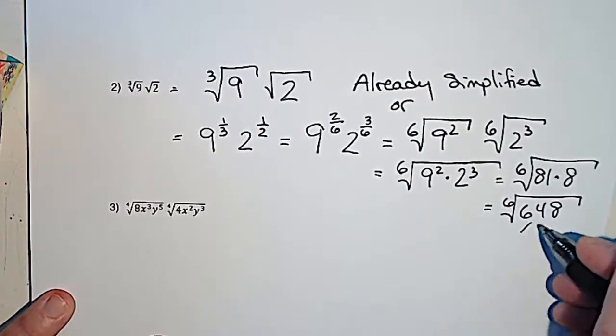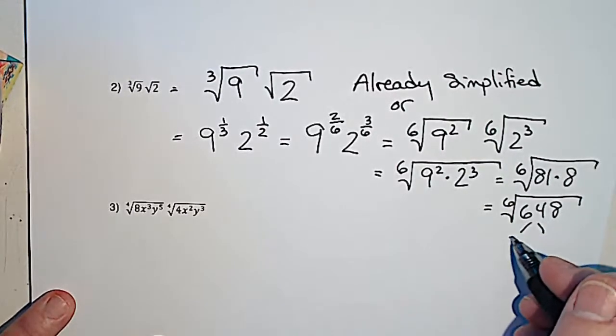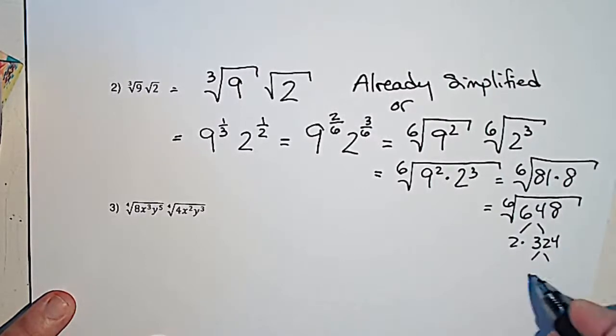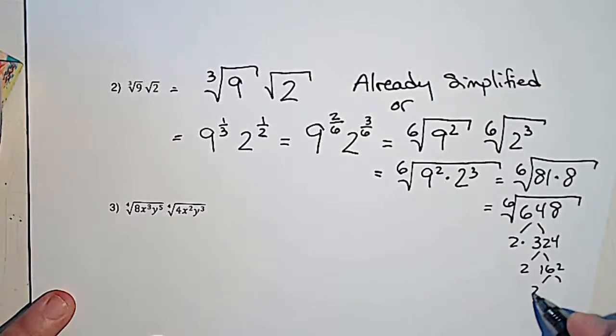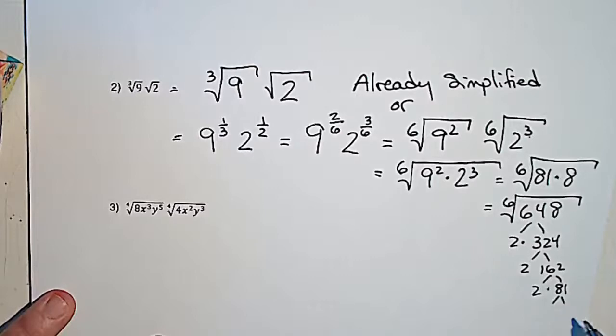For example, I could look at 648 and see, okay, I've got 2 times 324, and I've got 2 times 162, 2 times 81, right? There are the 3 2s. 9 times 9, 3 times 3 times 3 times 3.